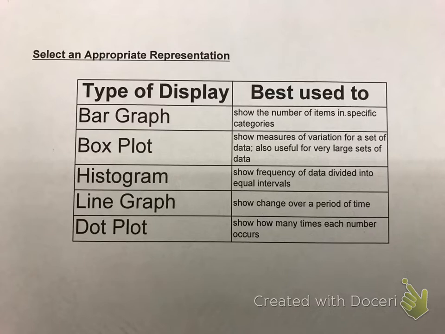A histogram is very similar to a bar graph, but the data is divided into intervals. A line graph is change over time. So if there's any element of time, usually that means a line graph is going to be the best representation. And then a dot plot shows how many times each number occurs.